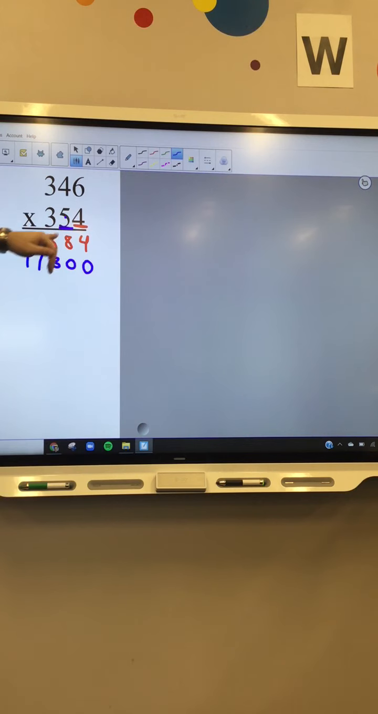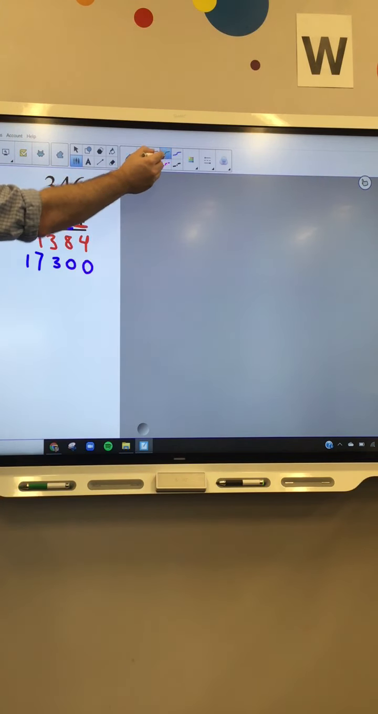Numbers. This is 4 groups of 346. So if I took 346 plus 346 plus 346 plus 346, add them all up, I'd get 1,384. And this 17,300 is 50 groups of 346. So 346 plus 346 plus 346, 50 times, I get 17,300.